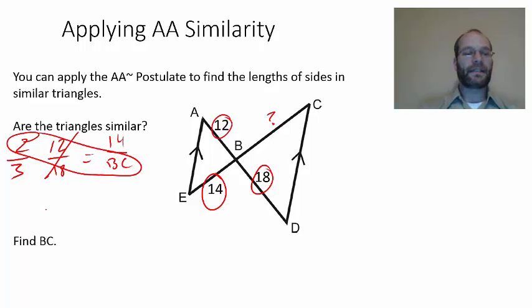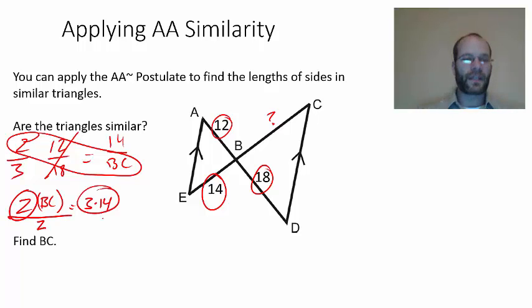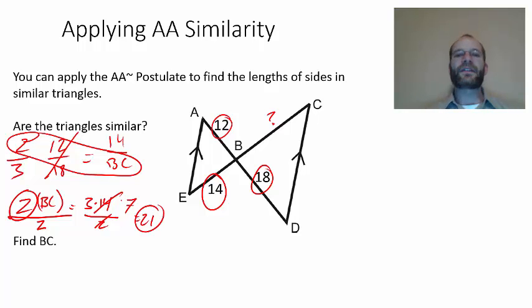2 times BC is equal to 3 times 14. One of the things I like to do is divide by my coefficient over here before I simplify this product. I'll divide by 2 on both sides before I actually multiply 3 times 14. I just find that's easier because 14 divided by 2, of course, is 7, and 7 times 3 is 21. You don't have to deal with numbers that are as large. So BC equals 21. We find that with the proportion based on the similarity that we determined by reference to the angles.